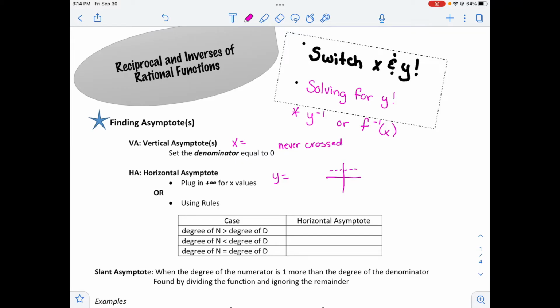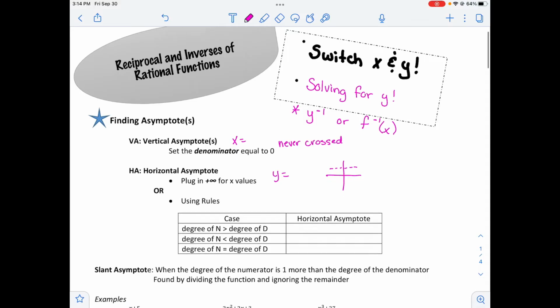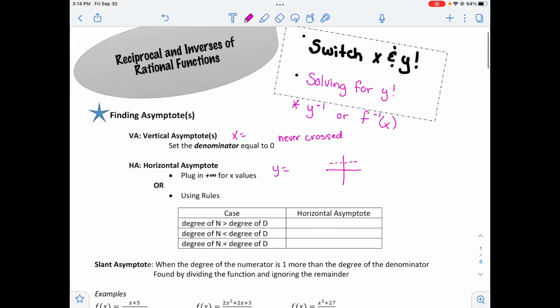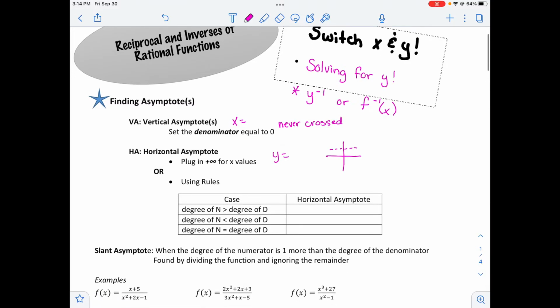Some people like to plug in positive infinity. I'm not one to do that because then there's more room for lack of understanding. Plus sometimes it takes a little longer, but it's a great strategy. Others are just using the rules. So we're going to use the rules, and I used N for numerator and D for degree. They will use P and Q. A lot of times you'll see this rule and they'll use P as the numerator and Q as the denominator, as a rational function.